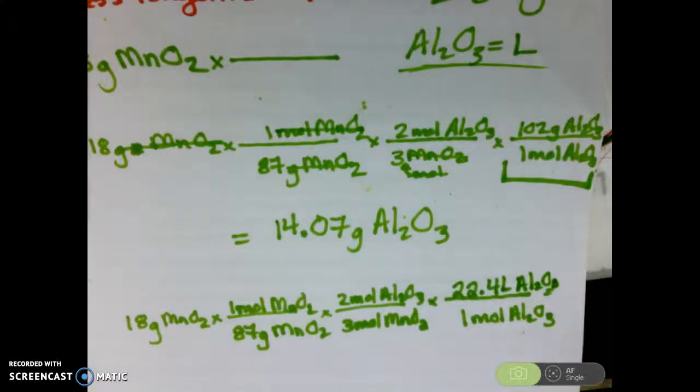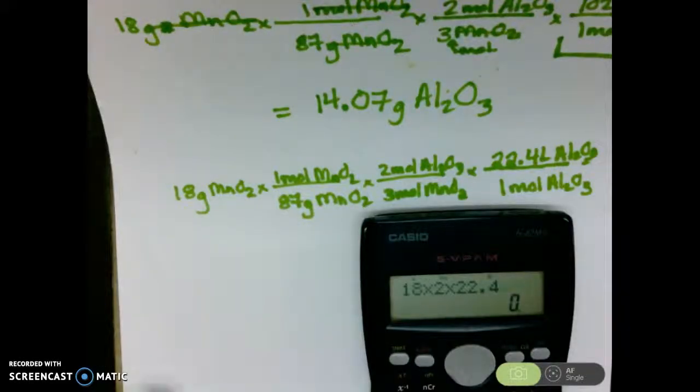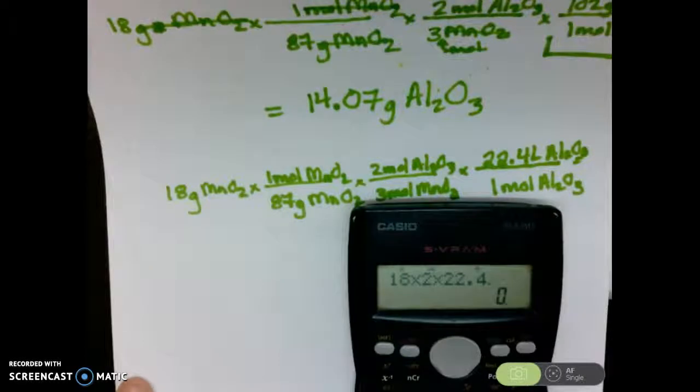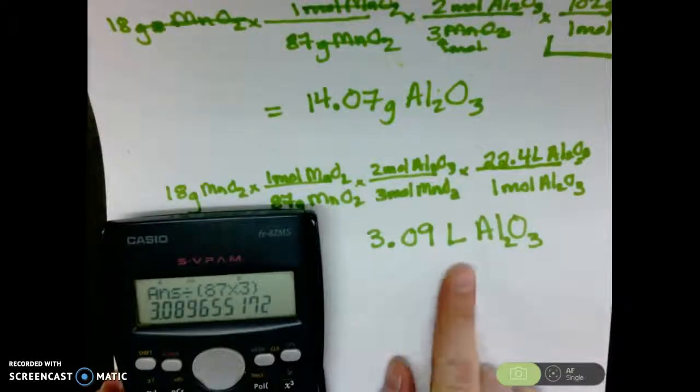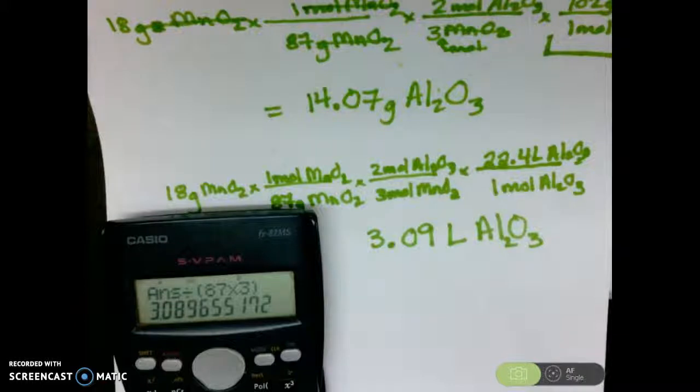Plug it into your calculator. That's 18 times 2 times 22.4 equal sign. Then we divide that by 87 times 3, and you get 3.09 liters of aluminum oxide. And that's it.